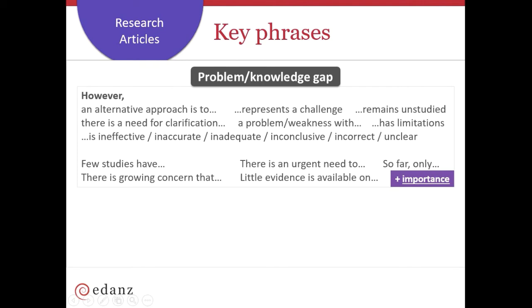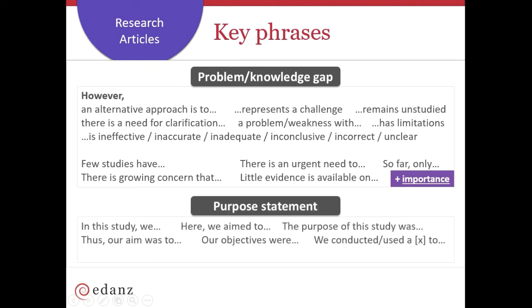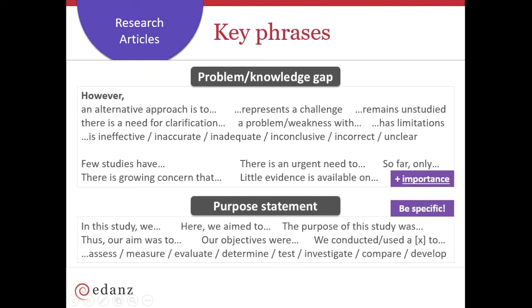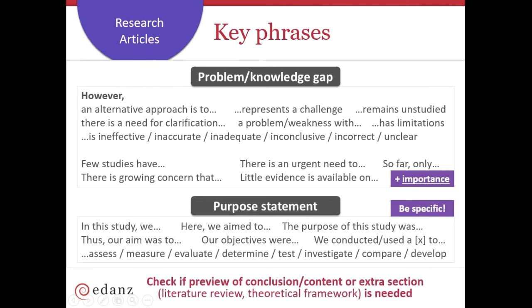And here are some phrases for the purpose or aims statement. You can say in this study we, and then give a study verb. But remember to be specific about the purpose and approach. Some journals also want a preview of the conclusion or contents at the end of the introduction, as well as an extra literature review or theory section before the methods.